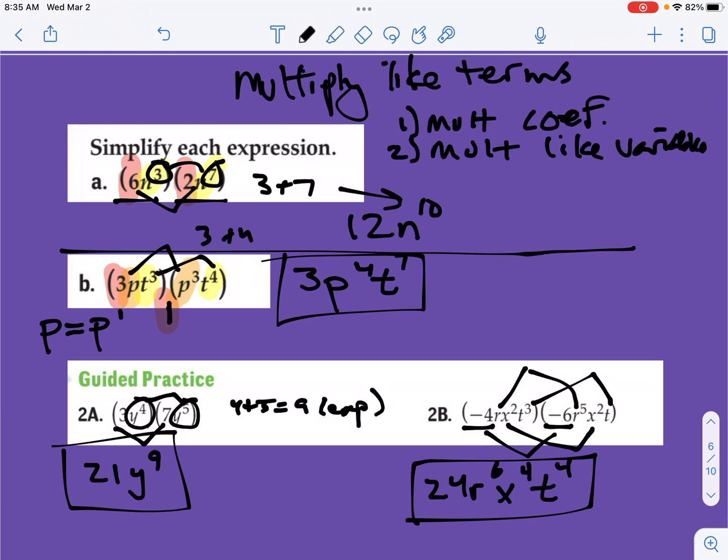So I hope this is starting to make a little sense with you. It's just a bunch of new rules and applying them to certain situations. But pretty much we're still combining like terms, which we seem to do a lot of in algebra. All right, next video we're going to talk about what do we do when we take a power of a power.